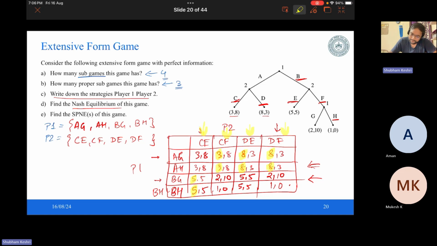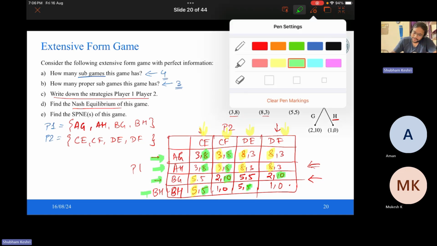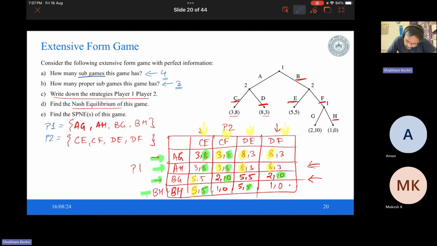Alright. Now we'll see for player 2. So when player 1 is playing this, player 2 will play these two. When player 1 is playing this, player 2 will again play these two. When player 1 is playing this, player 2 will play this and this. And when player 1 is playing this, then player 2 will play this and this. So the Nash equilibrium for this game is this block, and this block.